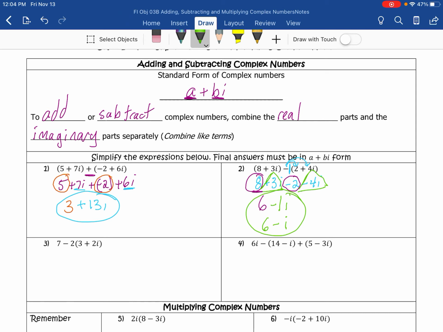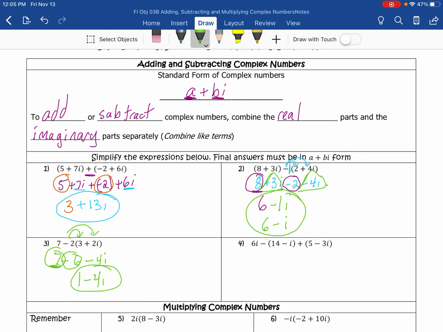Okay. This one here, just a couple of steps. First thing I want to do is distribute my negative 2. So I have a 7 minus 6 minus 4i, because I multiply like normal. I combine my like terms. I have a positive 7 and a negative 6. So that's going to be 1 minus 4i. And that's it for that one.